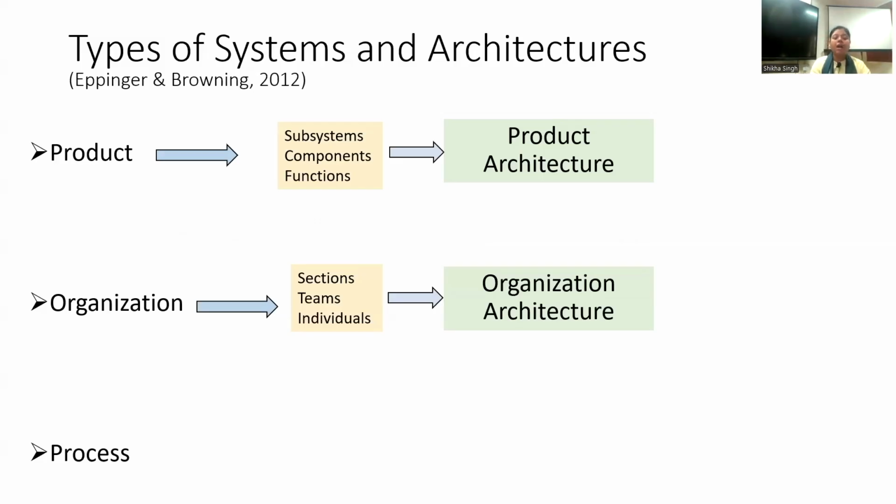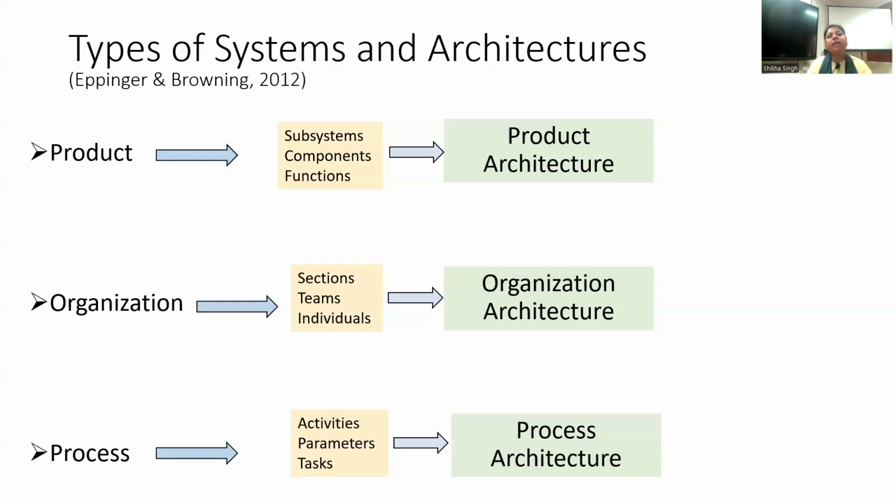Now the third part, the process. If I go to understand how a process architecture works, I'll say that a process includes different activities, different tasks, different parameters, right? And then it will result in the process architecture, right? So after having all these things, product, organization, and process, then it becomes a question whether I need to manage these architectures separately or not.